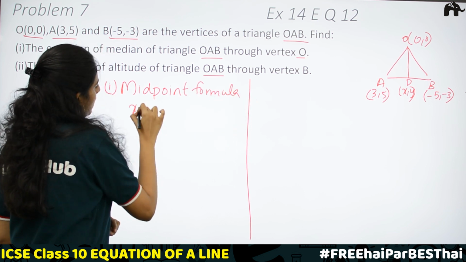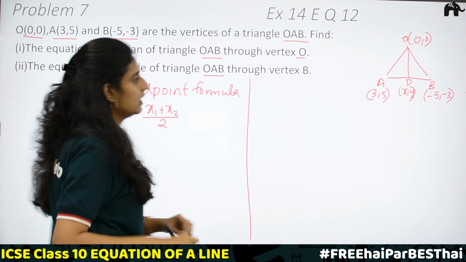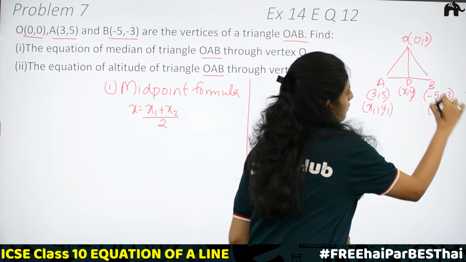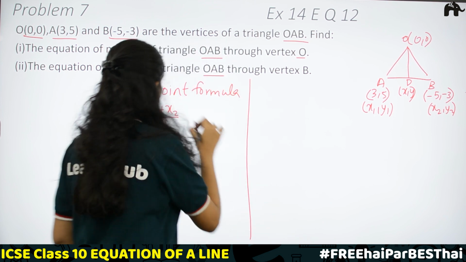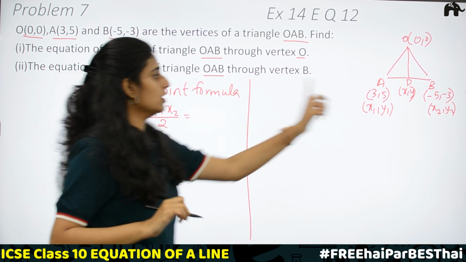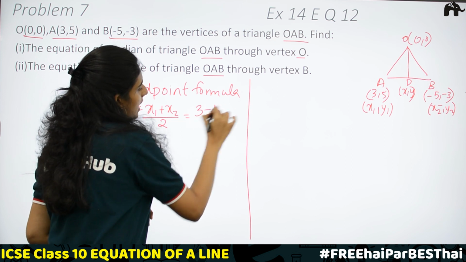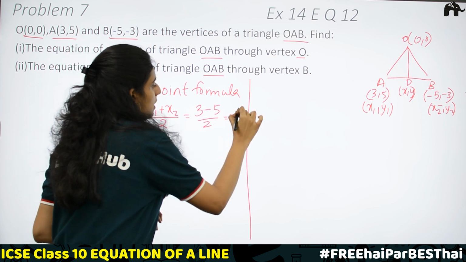X will be equal to (x1 plus x2) divided by 2. Here we have x1, y1 and for point B we have x2, y2. Substitute the values: (x1 plus x2) by 2, (3 minus 5) by 2. 3 minus 5 is minus 2. Minus 2 by 2 is minus 1.